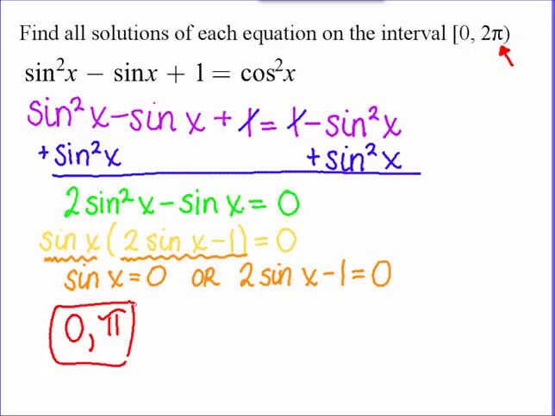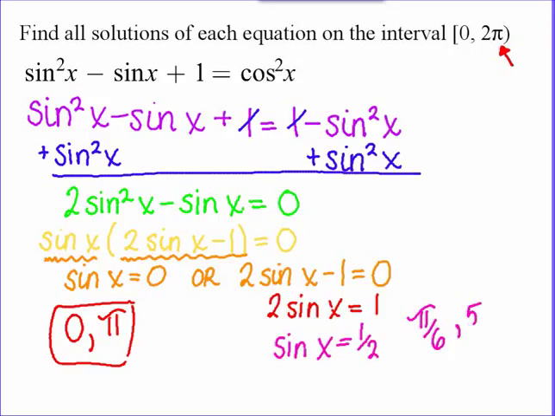Now we need to solve this other one. I get 2 sine x equals 1, so sine x equals 1/2. On your pink chart, where does sine equal 1/2? There should be 2 values. Pi over 6 and what else? 5 pi over 6. So we have a total of 4 different solutions on this problem. Beautiful.